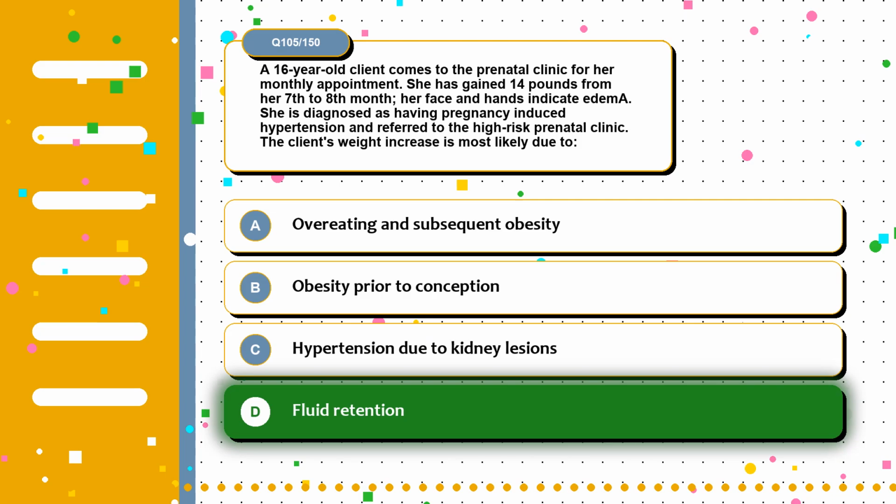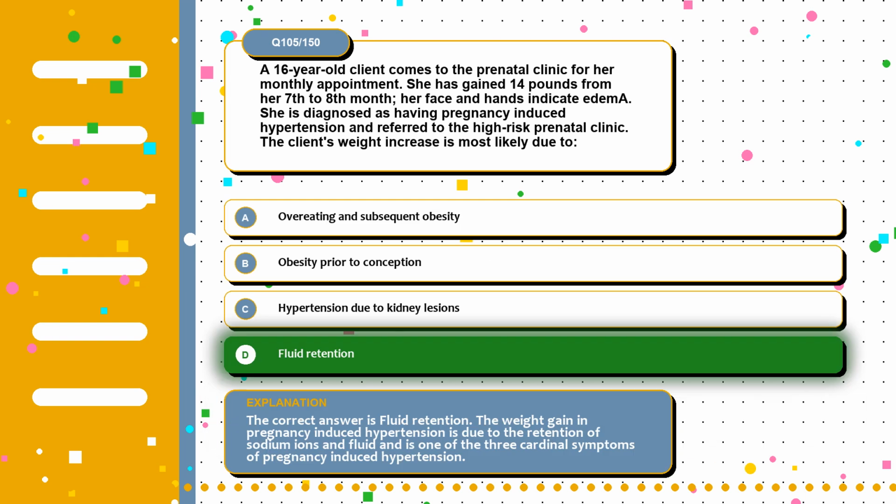The correct answer is option D. Fluid retention. The weight gain in pregnancy-induced hypertension is due to the retention of sodium ions and fluid and is one of the 3 cardinal symptoms of pregnancy-induced hypertension.